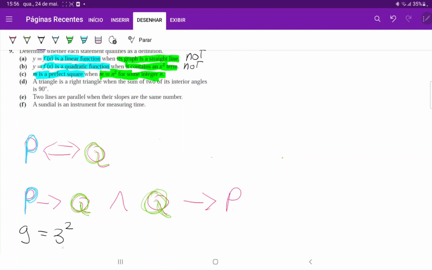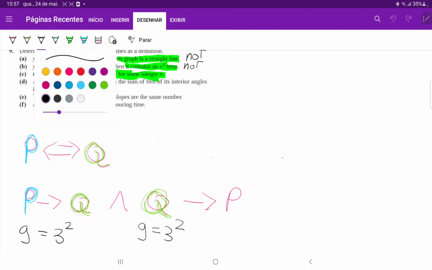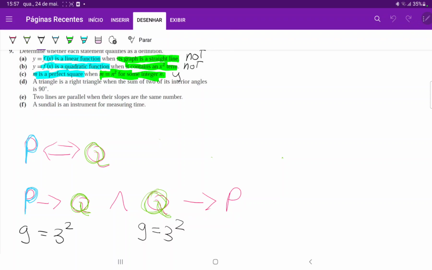So this is true for if P implies Q, and let's look at if Q implies P, right? So if I have that M is equal to n squared for some integer n, then M is a perfect square, right? We would not be able to find M equal to n squared for some integer n if it were not a perfect square. So this works both ways, and therefore yes, it is a definition, because if P then Q, and if Q then P.